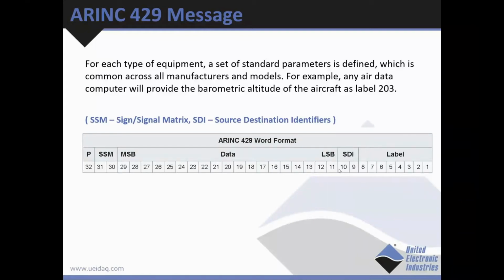The label indicates the type of equipment sending the message. Label 203, for instance, might be altitude. Thus, all altimeter manufacturers would have the label 203 in their messages. You can also see bits for data, parity, SSM, and SDI. You will find many avionics suites have their own messages and labels.